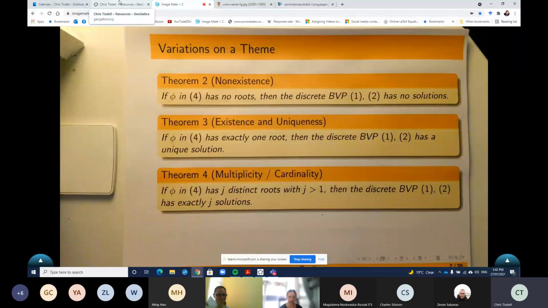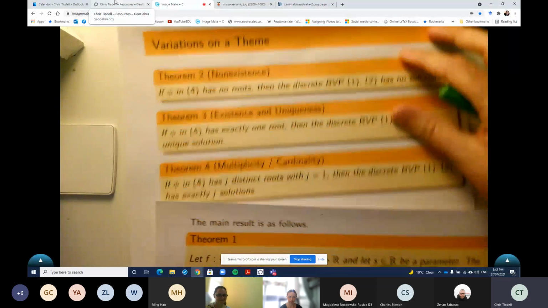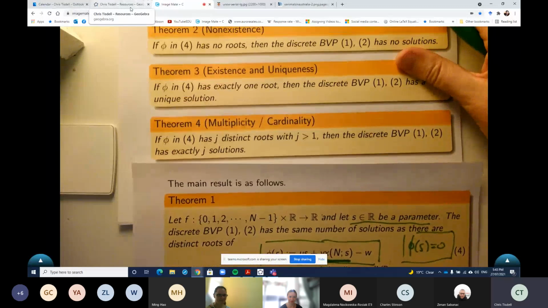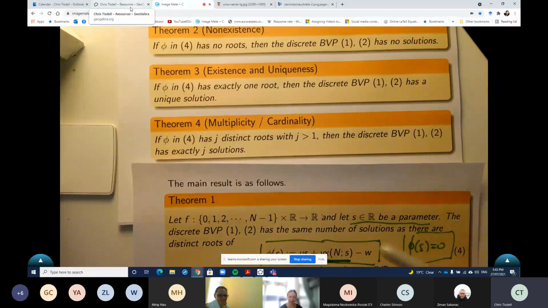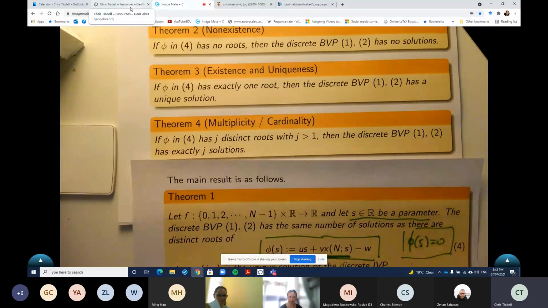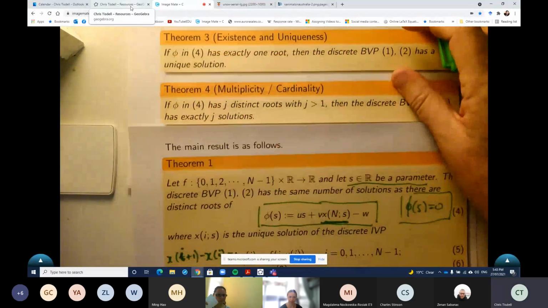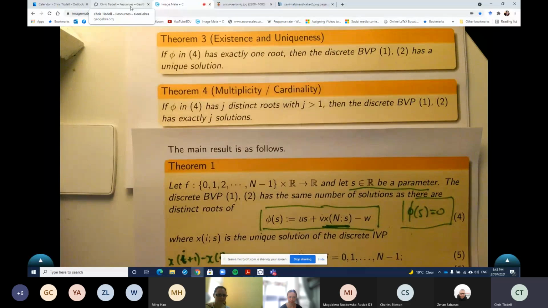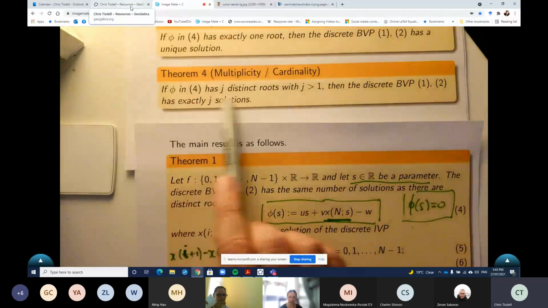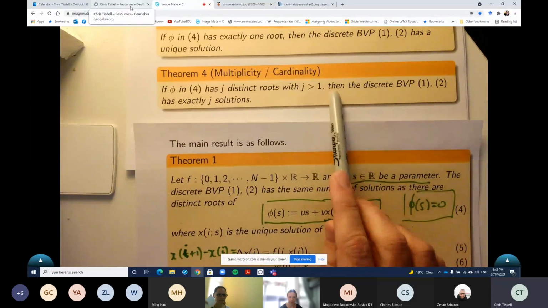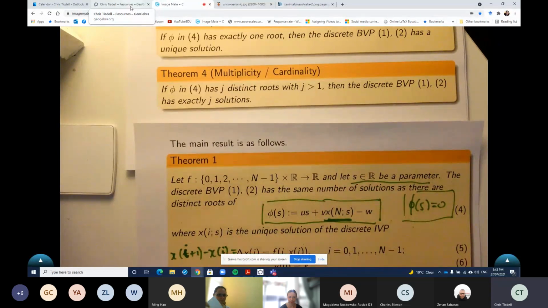So let me see if I can just push this in here. Yes. Okay. So if this has no solutions, then the boundary value problem has no solutions. If this has exactly 1 solution, then the boundary value problem has a unique solution. If there are j solutions, j number of solutions, then the discrete boundary value problem has exactly j solutions.